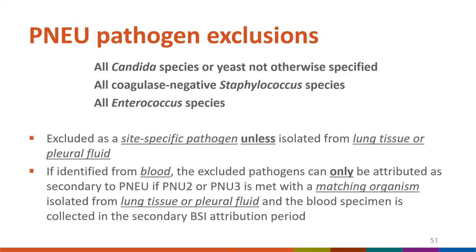The first step is to determine if the identified pathogen is eligible for use in meeting new. For the new definition, all Candida species or yeast not otherwise specified, all coagulase negative Staphylococcus species, and all Enterococcus species are excluded as pathogens unless identified from lung tissue or pleural fluid. If one of these pathogens is identified from blood, they can only be attributed as a secondary BSI pathogen to new if new2 or new3 is met with a matching organism isolated from lung tissue or pleural fluid, and the blood specimen is collected in the secondary BSI attribution period.